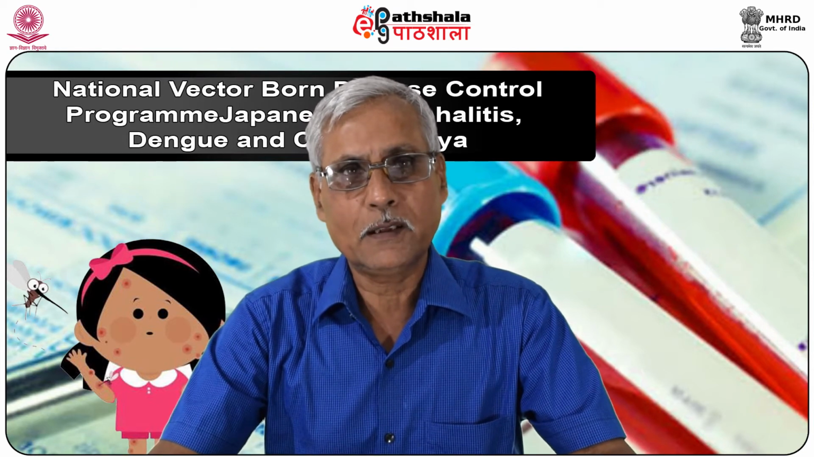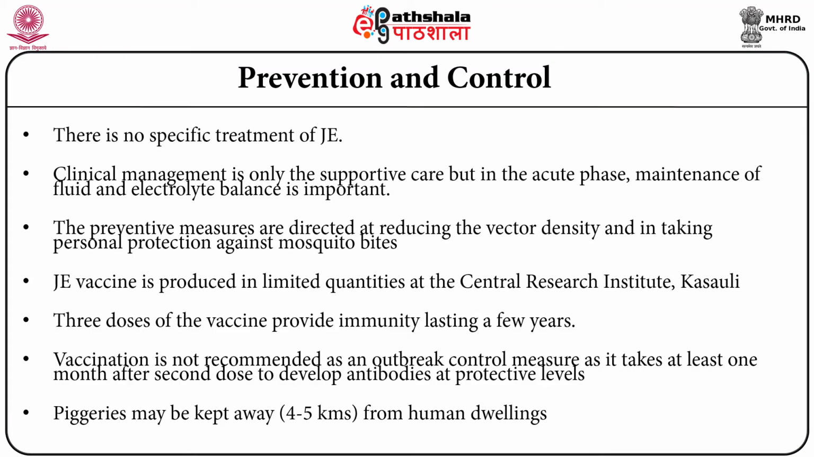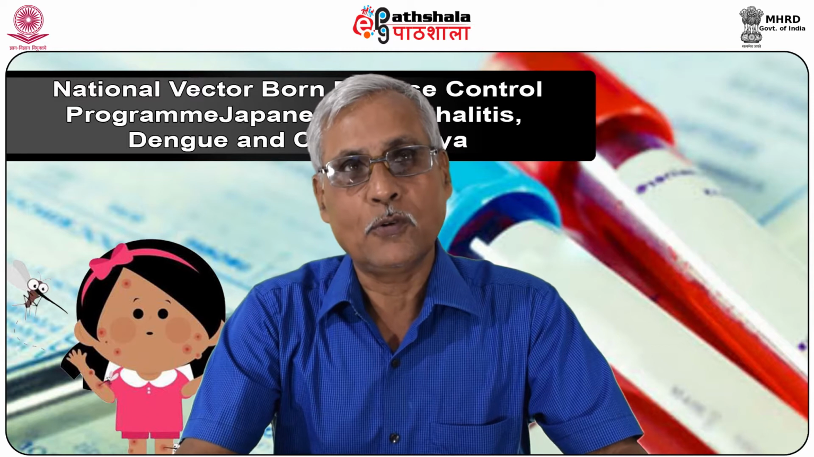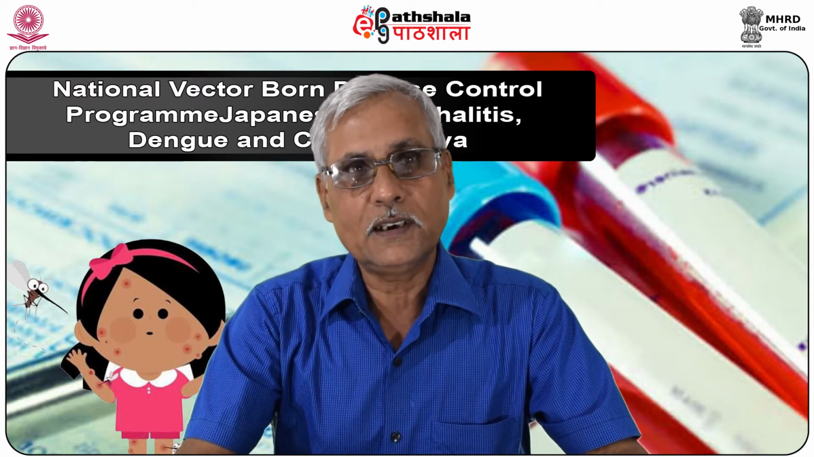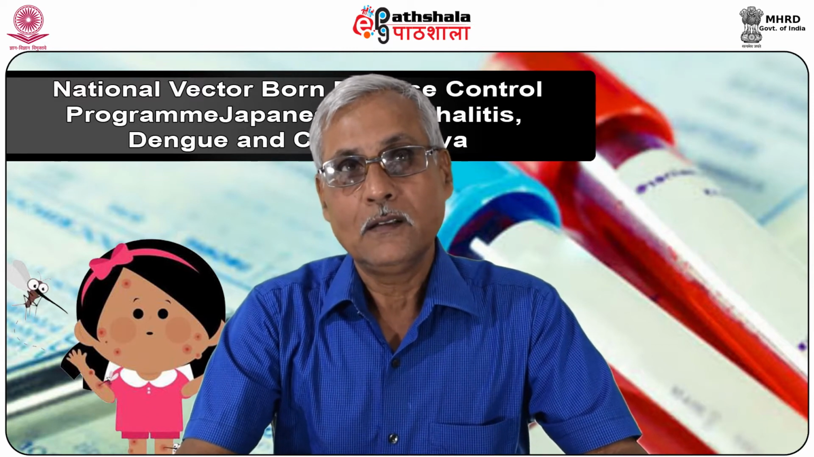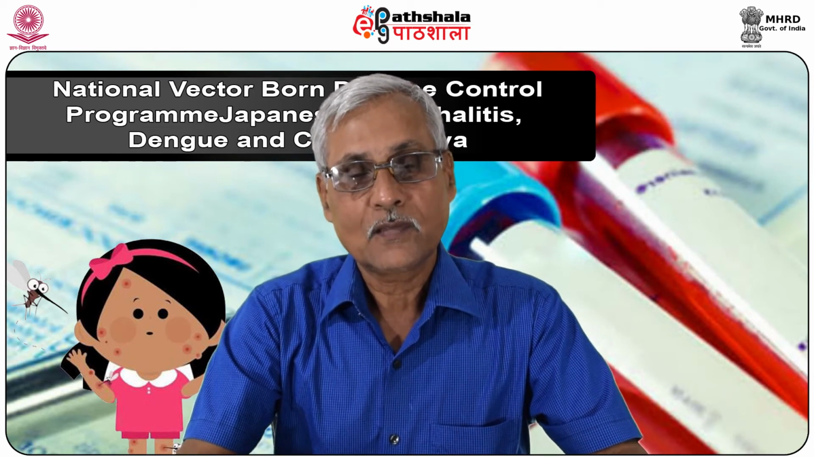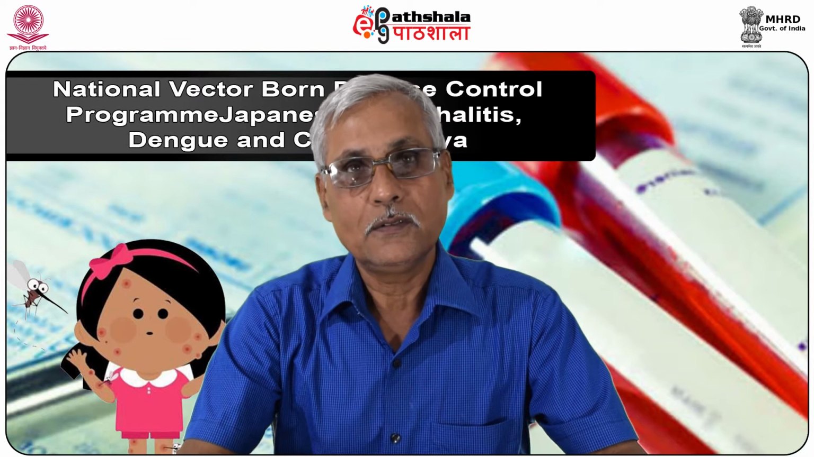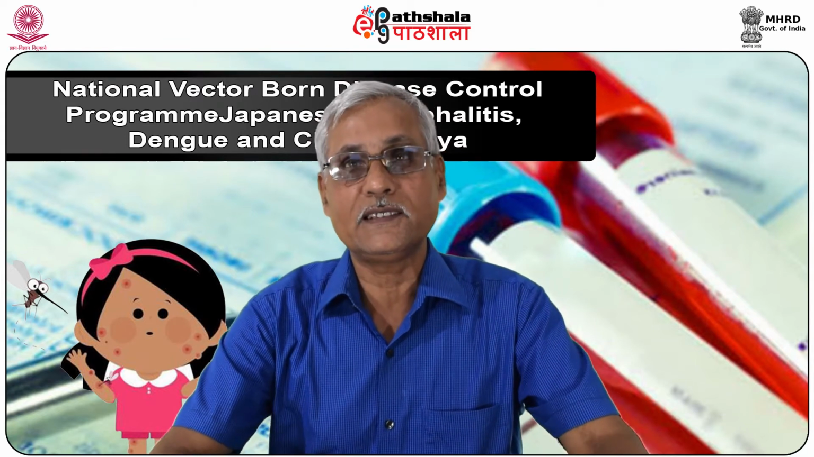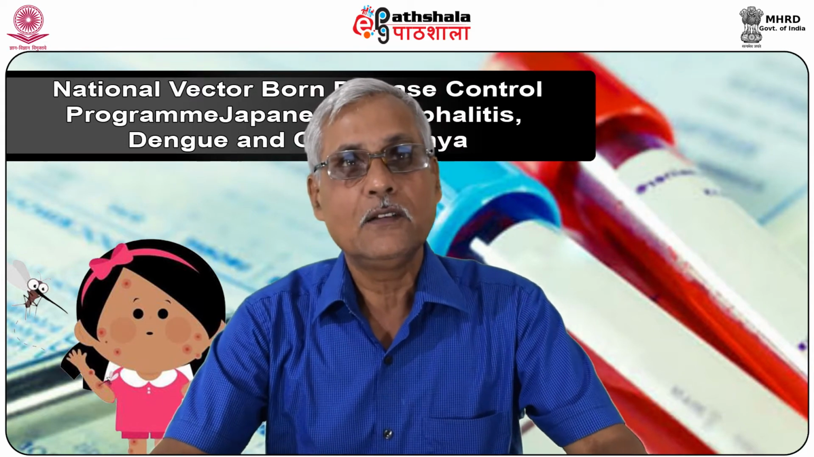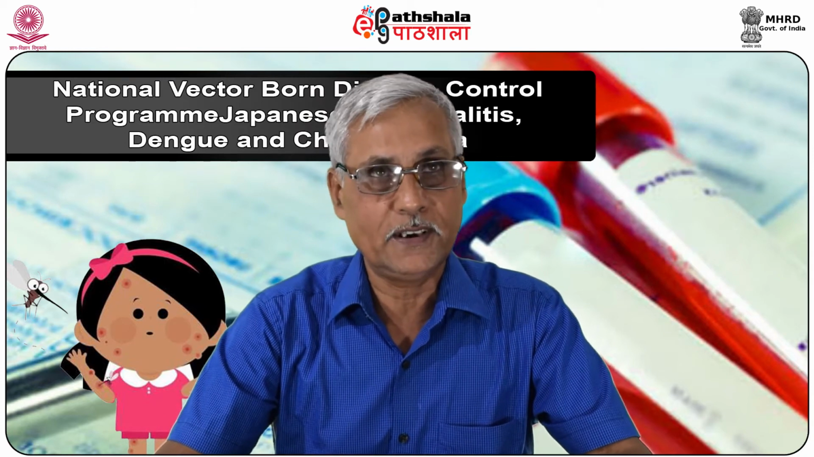Piggeries may be kept away 4 to 5 kilometers from human dwellings. If piggeries and human beings are together, the chances of transmission are higher. So these are the strategies that can be taken care of. But this will take care only of those cases which are related to JE. Not all AES cases are going to be taken care of by this. For that, other inputs are needed.